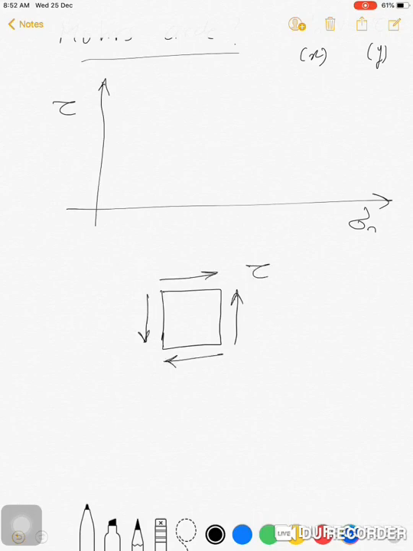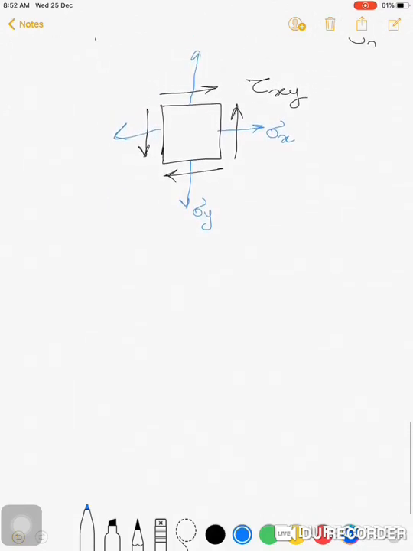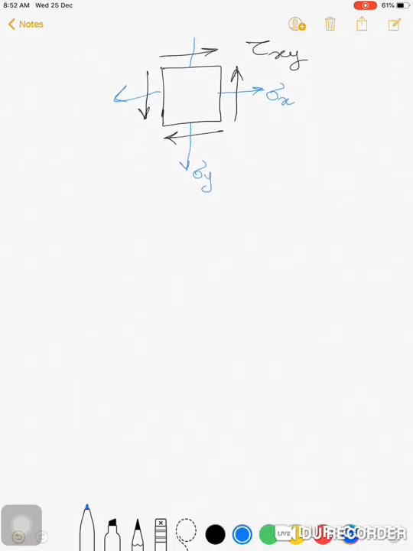So this will be a shear component tau xy, and let there be a normal stress condition like this. So this will be sigma x, this will be sigma y. Okay, now we can plot the Mohr's circle for this case. So I will just draw the Mohr's circle.